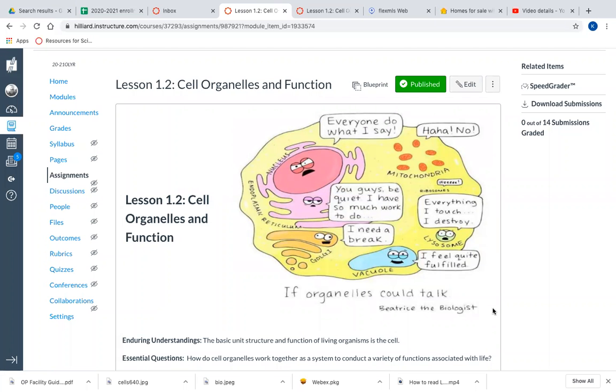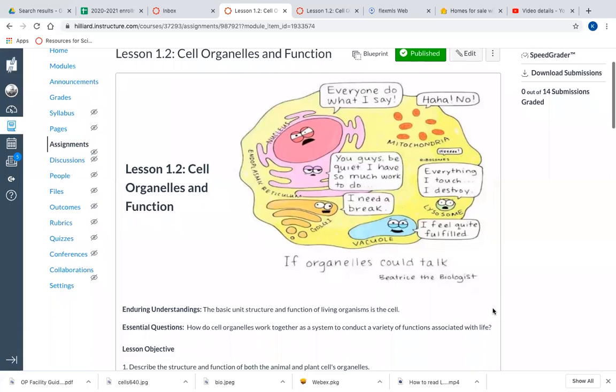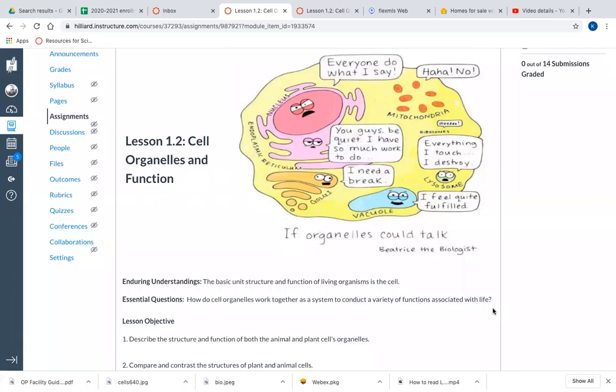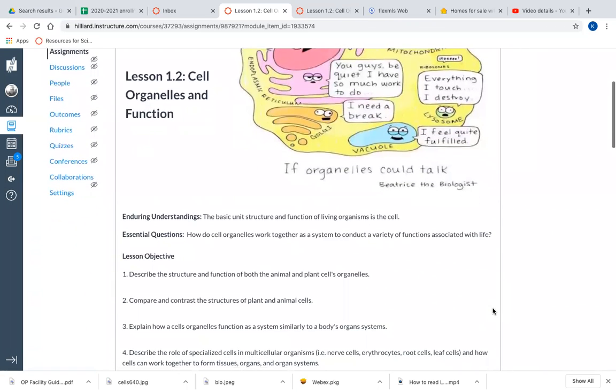So this is the lesson on cell organelles and function. In this lesson, we're just trying to figure out, okay, what are cells? What are they made up of? Think of a cell as a living organism, just like you're a living organism. Cells have little organs called organelles that allow them to do various life functions. So that's what we'll go through. Lesson 1.2, cell organelles and function.